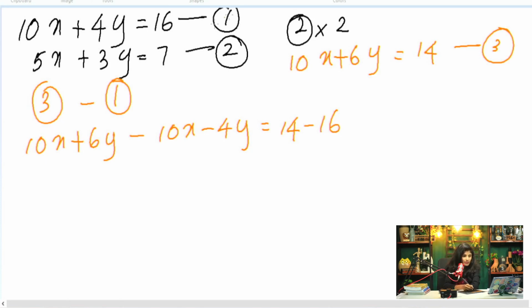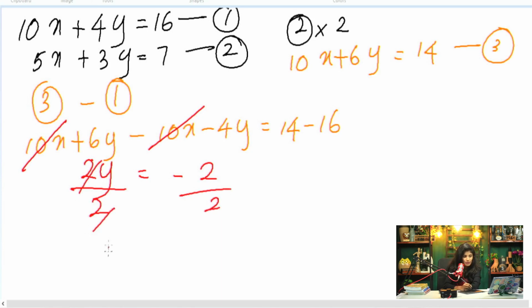So, just check. 10x and 10x are simplified. 6y minus 4y means 2y. That is positive, no? Then that's easier. Equals 14 minus 16, which means negative 2. I will divide both sides by 2 now. 2 and 2 are simplified. y is equal to negative 1.